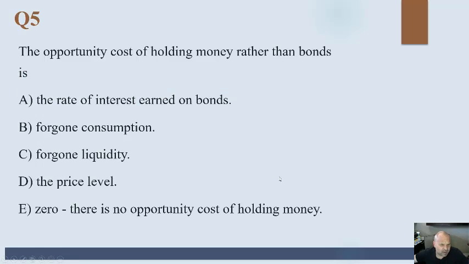The opportunity cost of holding money, so that's what you have to give up, rather than bonds, is which one of these responses? Okay, hit pause. Okay, now when you hold on to money in your demand deposit or in your pockets, you're not getting any return on those. So that is the opportunity cost. So basically, the answer to this question is A, which is the rate of interest earned on bonds. If you don't have your money in bonds, you're giving up this interest rate. And so that's the price of holding money.